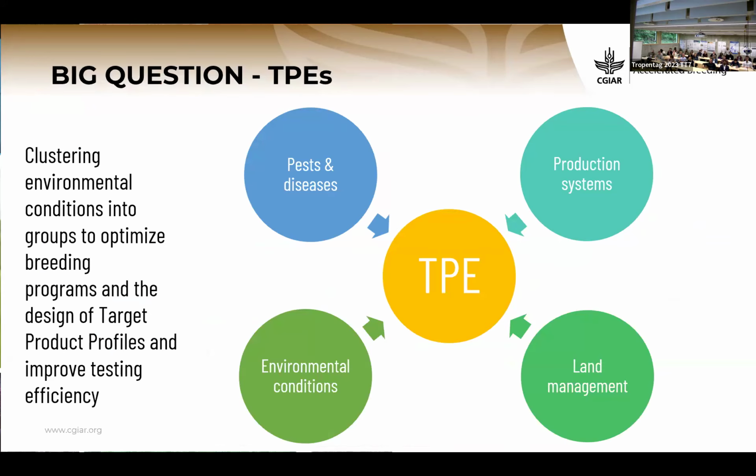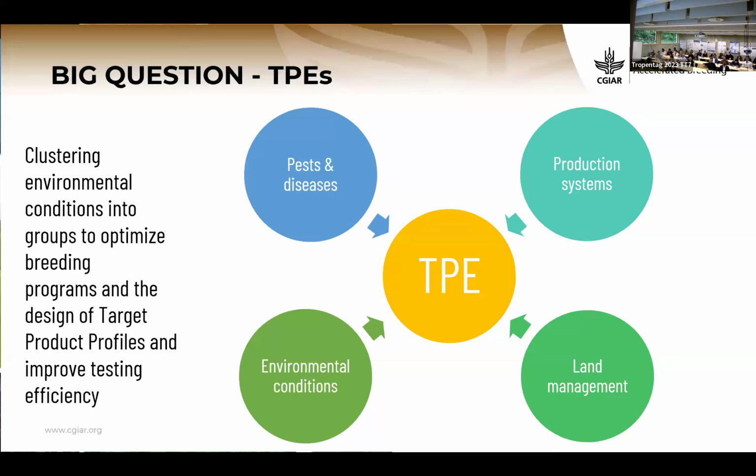So where is the target population of environments? This is an important question that we are making and that we are trying to answer with our data scientist collaborator. And the target population of environments is actually a cluster of environments that can hold different types of variables or characteristics. So pests and diseases, the production system, the land management, and of course, the environmental conditions. So this group of characteristics can make out a target population or one environment of the target population of environments.